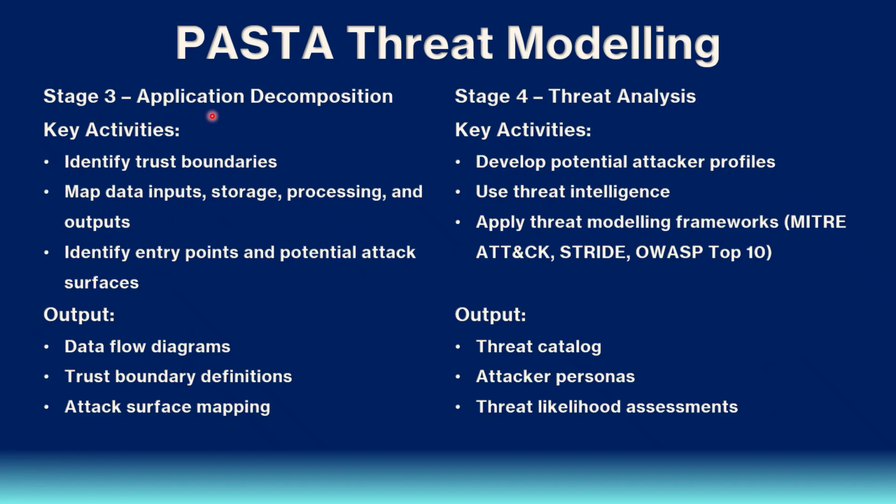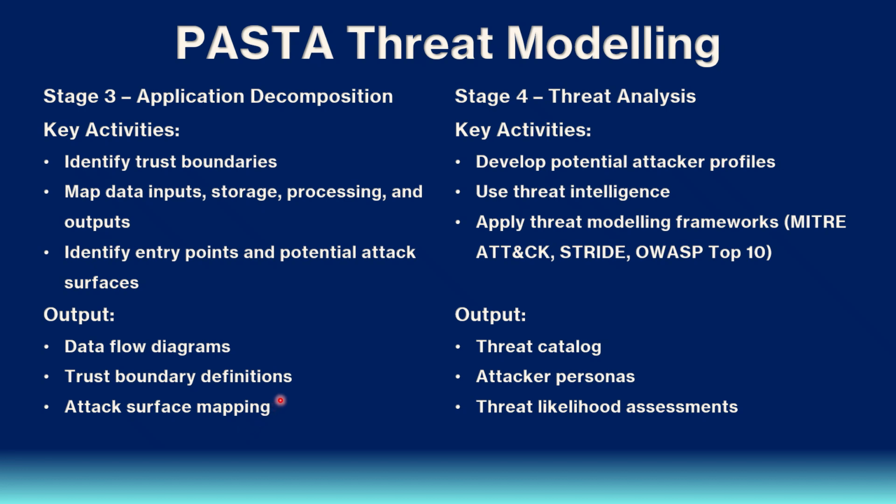Stage three will be application decomposition, in which the key activity will be to identify trust boundaries, map data input, storage, processing, and outputs, identify entry points and potential attack surfaces. And on the basis of these key activities done in application decomposition, the output will be data flow diagrams, trust boundary definitions, attack surface mapping.